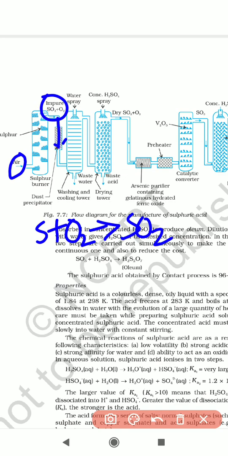In this dust precipitator, any dust particles along with the sulfur dioxide are easily removed. So this is called the dust precipitator. The next step, after removing the dust particles, is that the gas is allowed into the next chamber, where a water spray is applied. In this chamber, a water spray is applied.